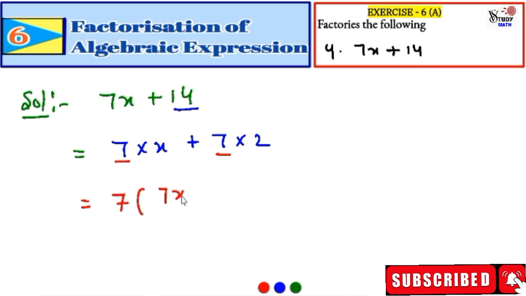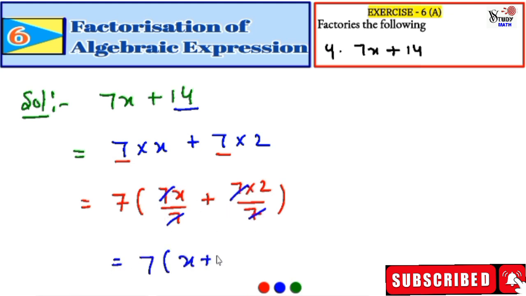So we have 7x divided by 7, and 7 multiply 2 also divided by 7. So here what we do now, this 7 cuts this 7 and this 7 cuts this 7 one time. Now we have 7x plus 2. Wait, we have x plus 2. This is the final answer of this problem, dear students. I hope you understand this problem very well.